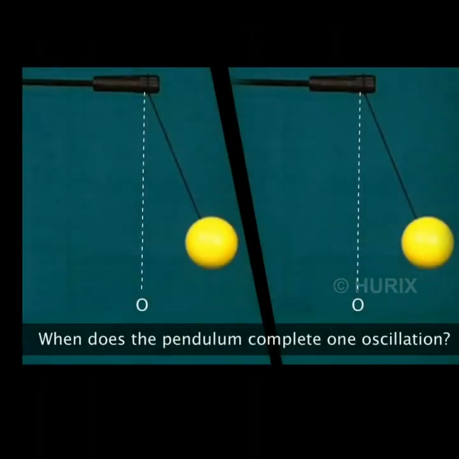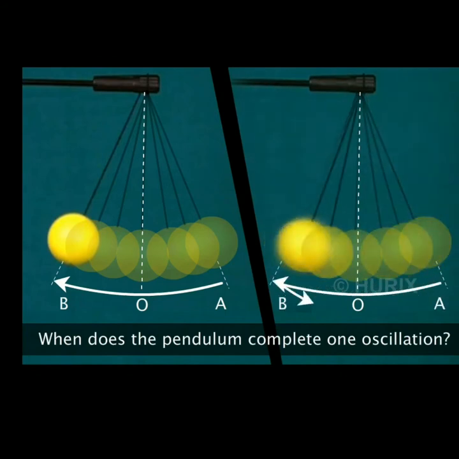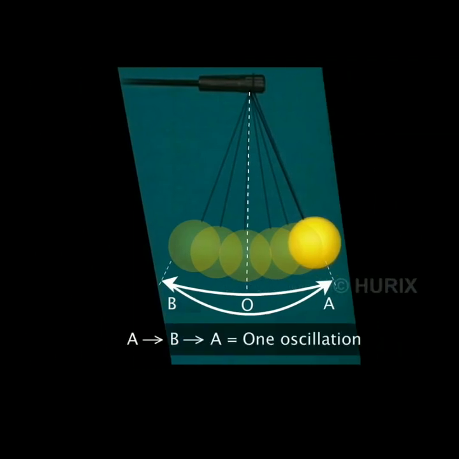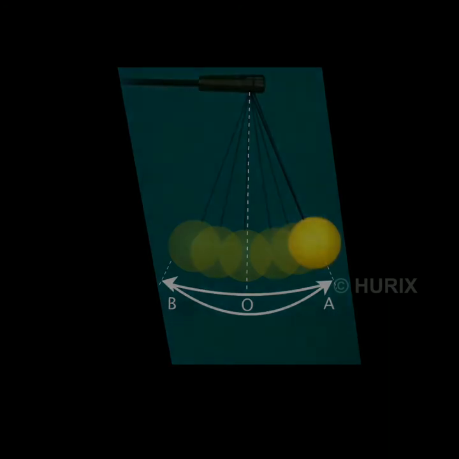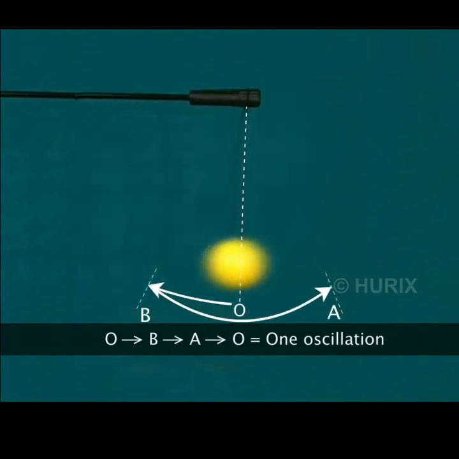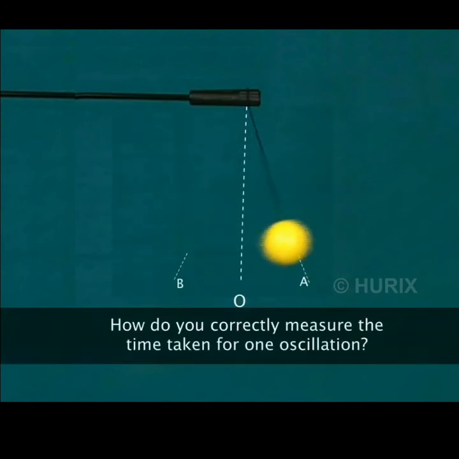When does a pendulum complete one oscillation? When it moves from A to B? Or when it moves from A to B and back to A? The pendulum completes one oscillation when it is moved from A to B and back to A. You can also consider the movement from O to B to A and back to O. How do you correctly measure the time taken for one oscillation?